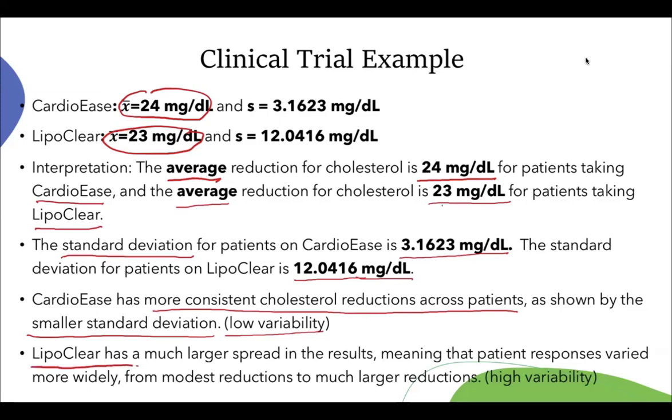LipoClear has a much larger spread in the results. Patient responses varied more widely, from modest reductions to much larger reductions. And this is what we see with high variability. So that's the comparison between two standard deviations and what it means in this cholesterol example.